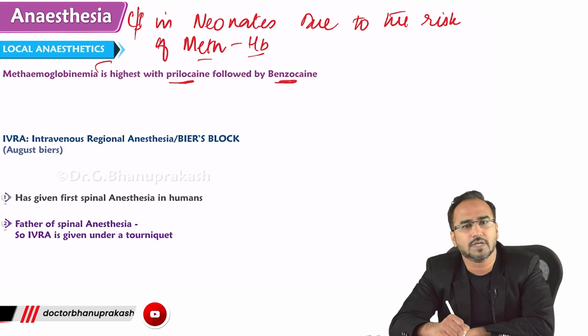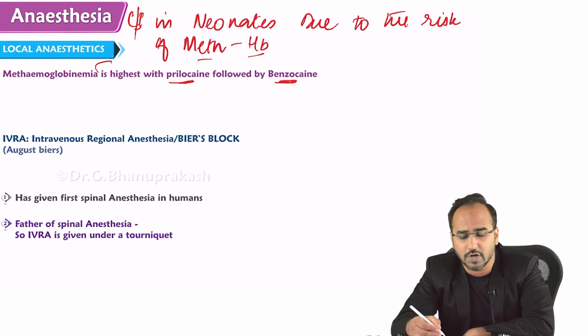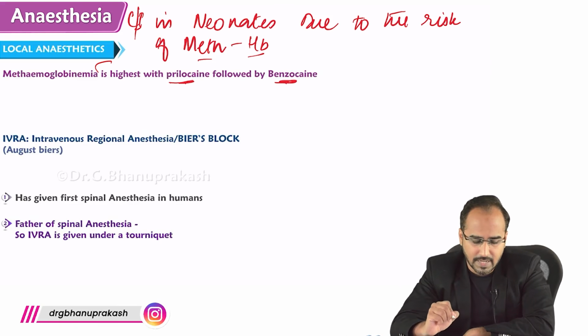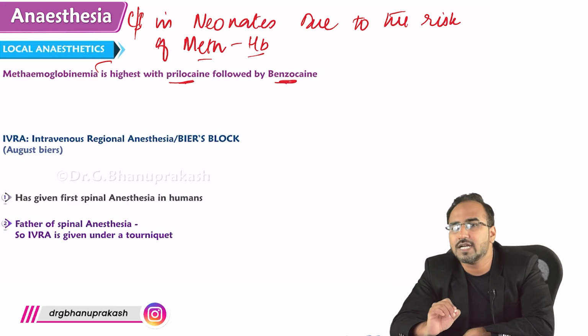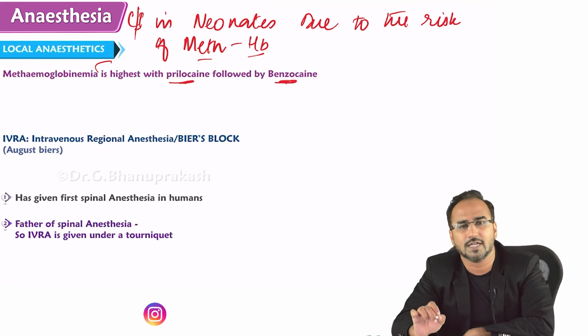Methemoglobinemia is caused by prilocaine, but if prilocaine is not there in the options, the second most common local anesthetic which can cause methemoglobinemia is benzocaine. It is benzocaine. That is regarding what? EMLA, equal mixture of local anesthetic. It is usually indicated for children who are having needle phobia.